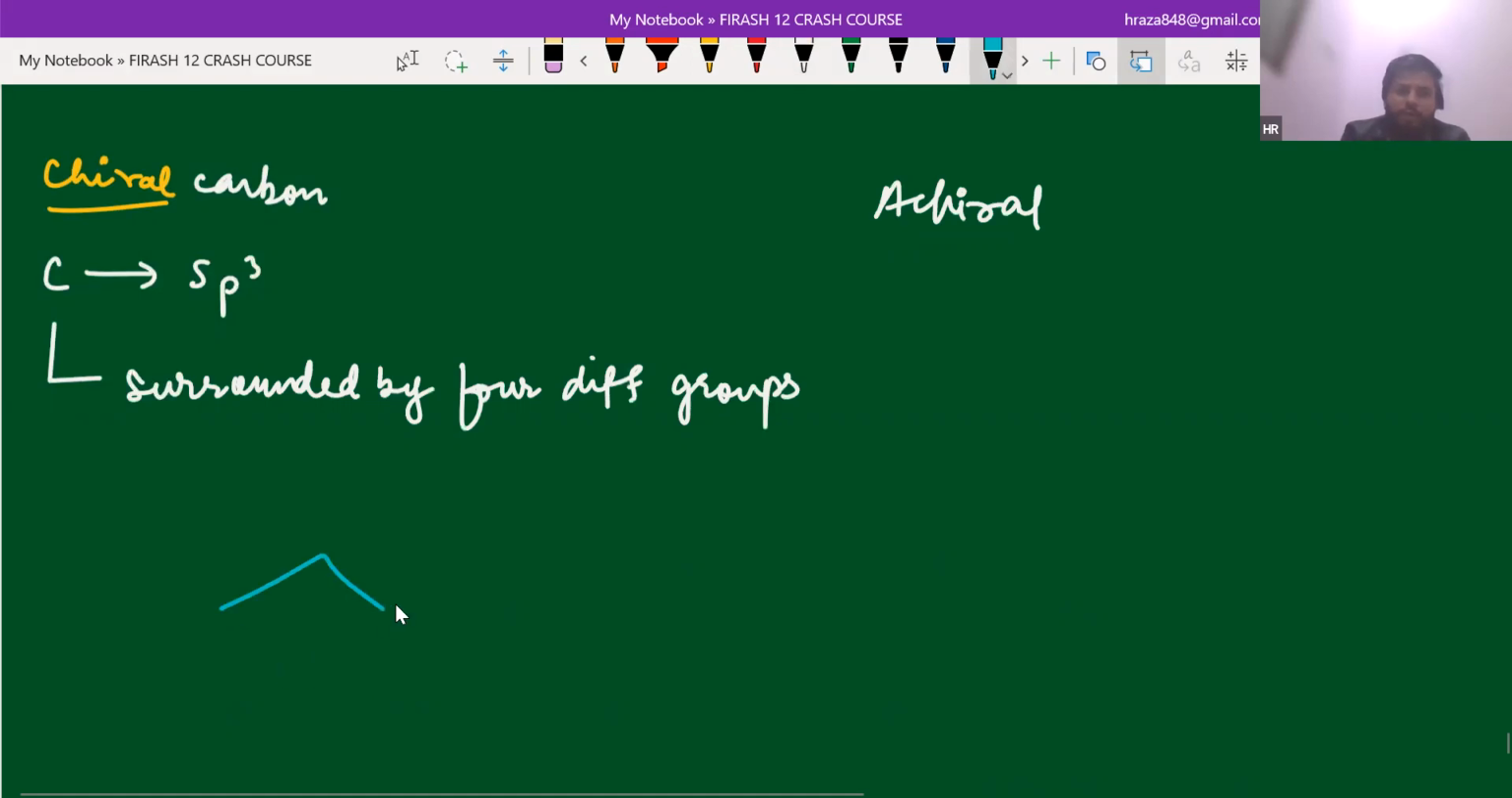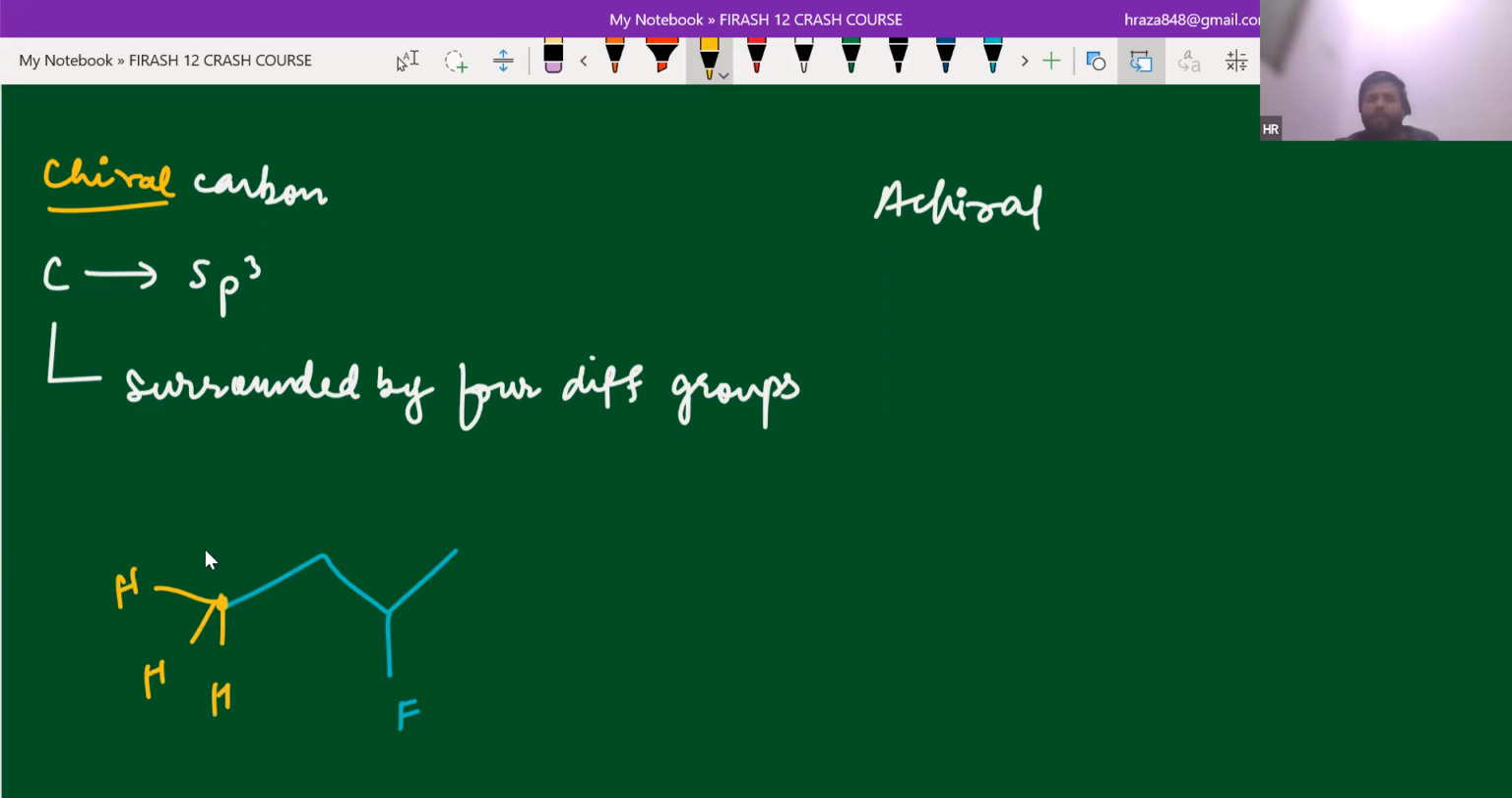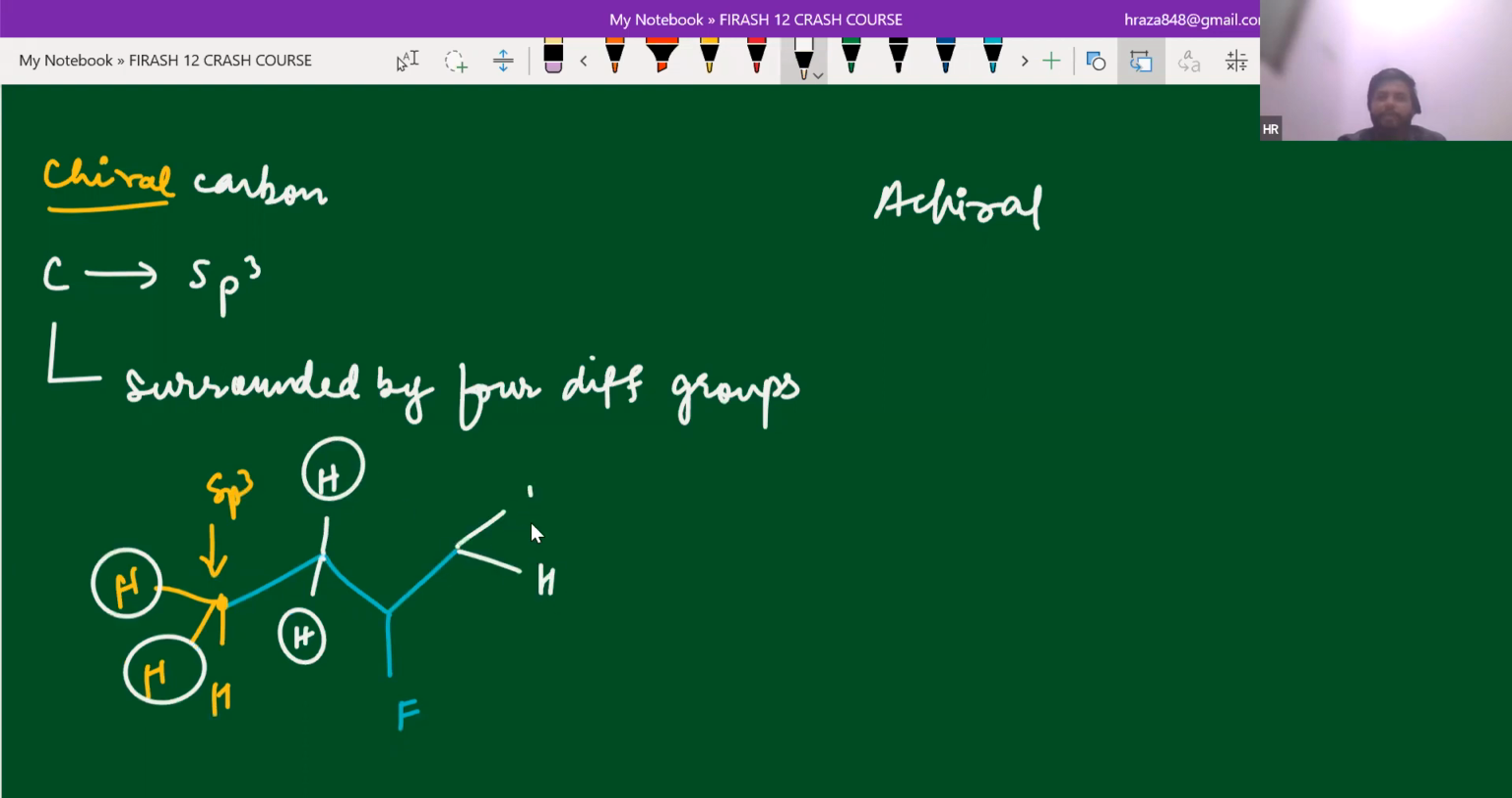If I'm going to ask you, can you say which carbon is chiral in this compound? See, this carbon is connected with three hydrogens. That means it is not chiral. First of all, you need to check the hybridization. I think all are sp3 hybridized carbons because all are singly bonded. Now you need to take care of the groups. Same group, that means not chiral. This is hydrogen, same group, that means not chiral.